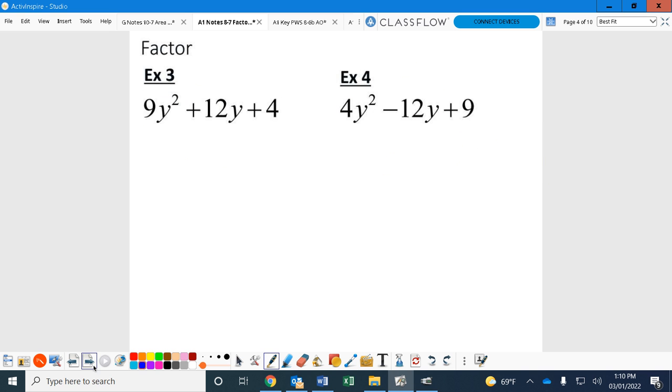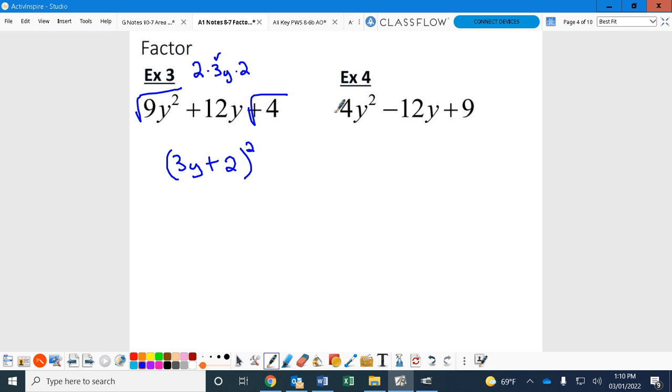Here we go. So what is the square root of 9y squared? 3y. What is the square root of 4? 2. Plus or minus? And it's squared. We need to see if it checks. Here's how we do it. 2 times 3y times 2. Does that equal 12y? So we're good. That checks.